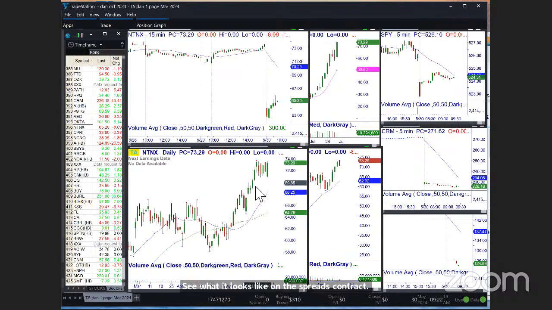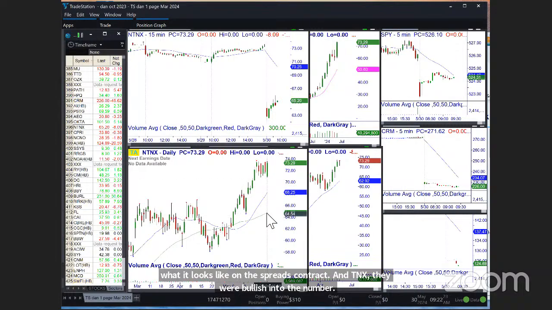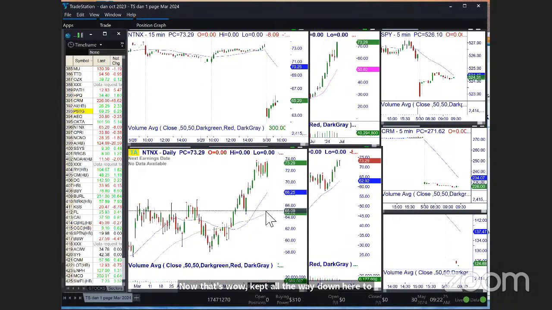NTNX, they were bullish into the number. Now, wow, it's capped all the way down here at 50. That's some pain. That's a kick in the butt to all these bulls there. Actually, if you could get up here and down here, it could be a condor idea.